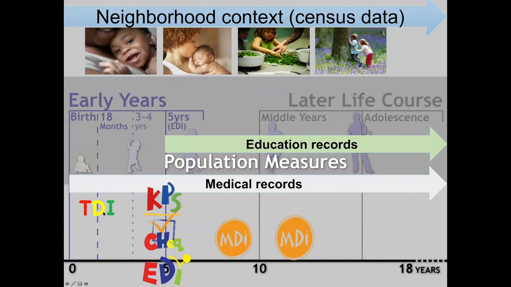Magdalena mentioned them briefly. The one is the toddler development instrument. The other one is the kindergarten parent survey and the childhood experiences questionnaire. They're all parent completed. I refer to them as siblings because they're very similar. The difference is that the TDI happens when the children are toddler aged, and the KPS and CHECK are happening when the children enter kindergarten.